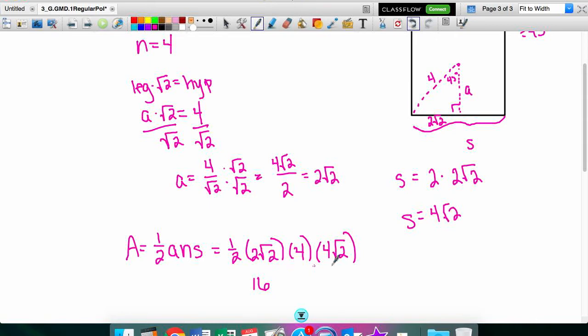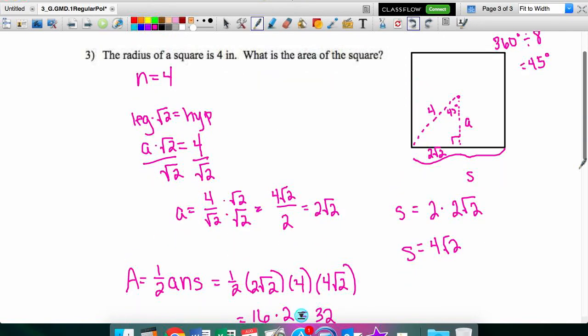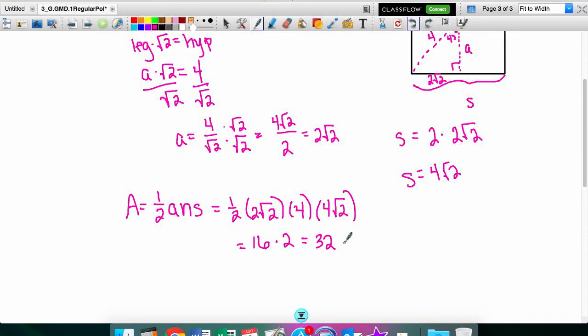On the inside, we actually have 2 radical 2's. So a radical 2 times a radical 2 is radical 4, or just a regular old 2. So it turns out the radicals completely cancel out, and we just have a nice answer when we multiply the 16 and 2 of 32 units. And once again, since we have a square area, we need square units, so we have inches squared. And 32 inches squared is our final area.